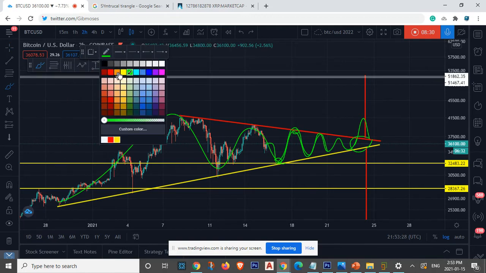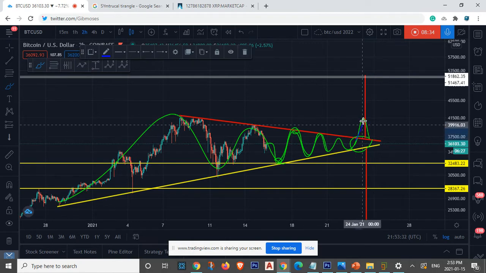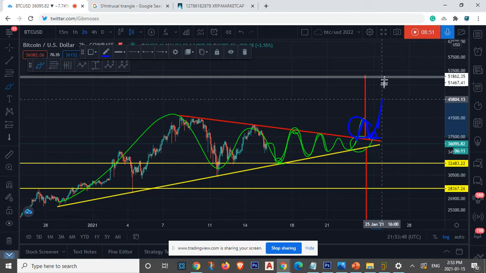I'm getting tired of green, so let's make it blue. So let's say we break to the upside. Okay, we break to the upside. That's our confirmation that we're going to go up. So we're going to look for that break to the upside, that retest, which is very important, retouching this red line, and then that's our confirmation that we're heading to 52,000.